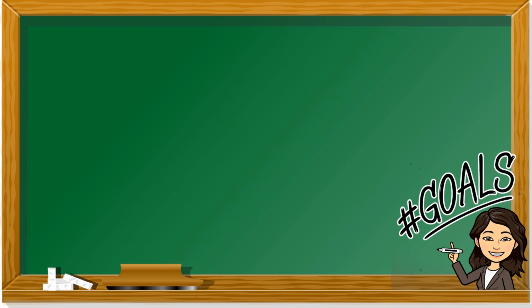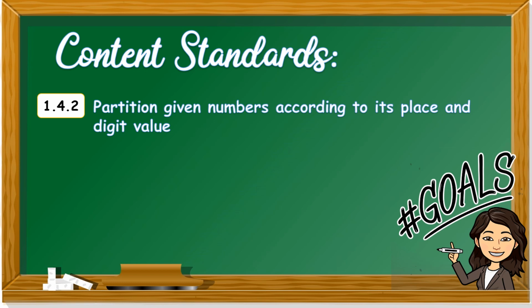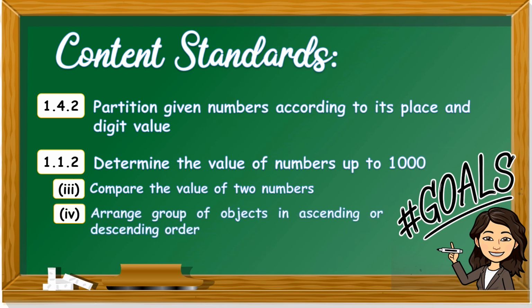First thing first, let's take a look at the content standards. 1.4.2 Partition given numbers according to its place and digit value. Another one is 1.1.2 Determine the value of numbers up to 1000. Compare the value of two numbers and arrange group of objects in ascending or descending order.